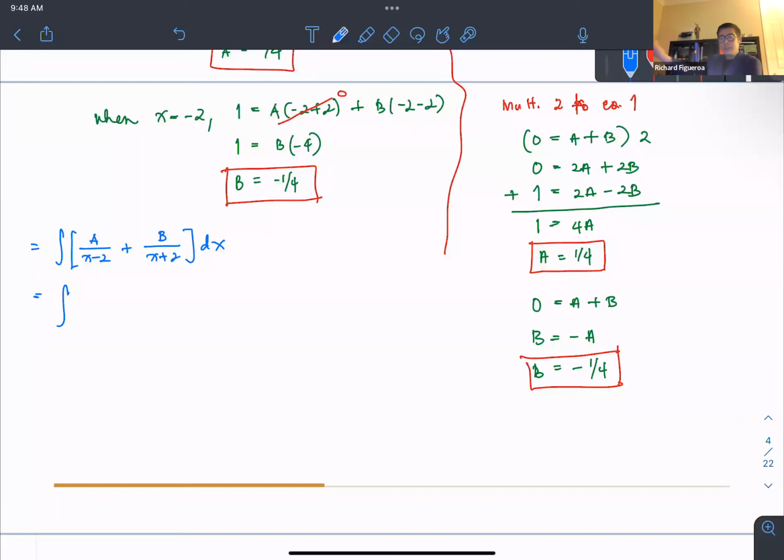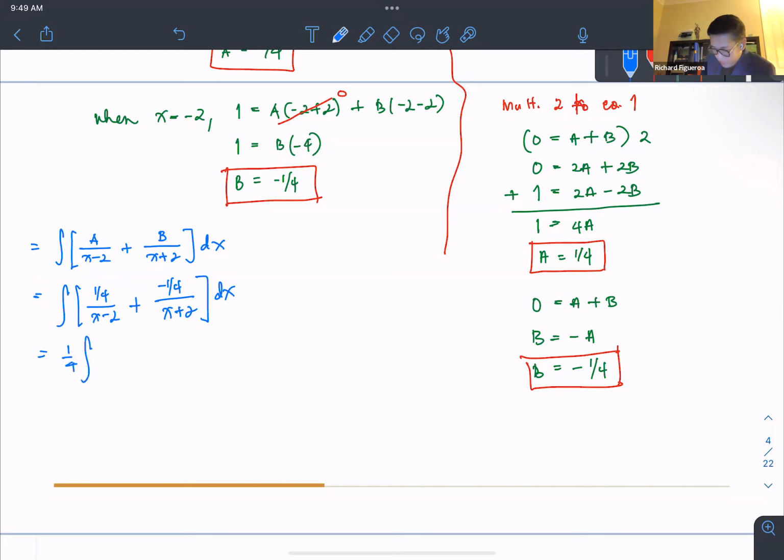So I'm going to substitute a. a is positive 1/4, so it's 1/4 over x minus 2. And then b is negative 1/4, negative 1/4 over x plus 2 dx. I'll just move out the constant, so 1/4, and then I'll have dx over x minus 2. And minus 1/4, the integral of dx over x plus 2.